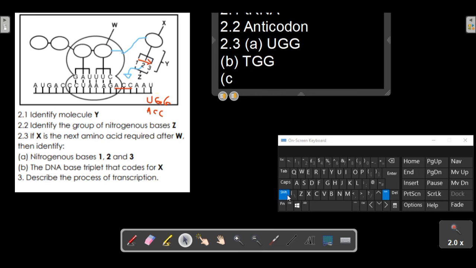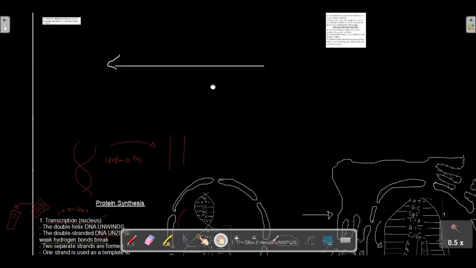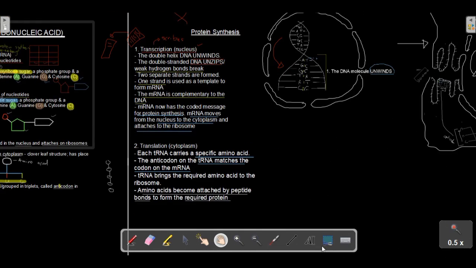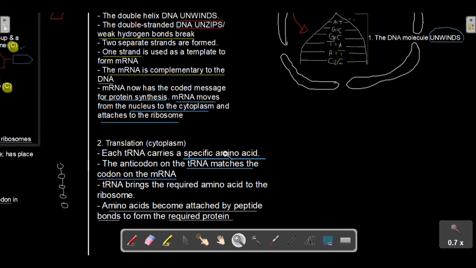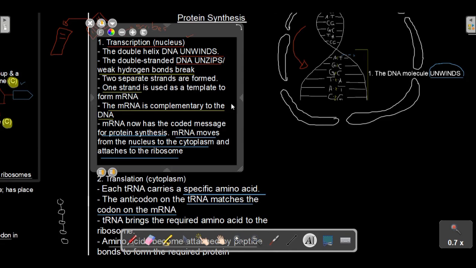Okay, let's move on to, oh, actually, it's number 3. So describe the process of transcription. Of course, guys, you begin your description with the DNA replication part, the unwinding, then it unzips, and then 2 separate strands are formed. One strand is used as a template to form the mRNA, and then the mRNA is complementary to the DNA, and then it receives the message and it moves out of the nucleus.